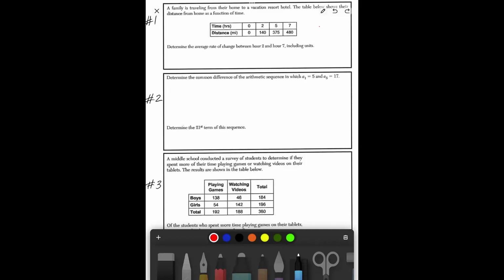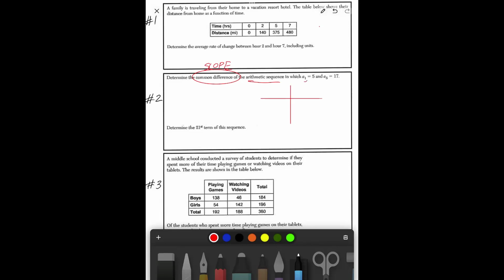It says, determine the common difference of the arithmetic sequence in which A1 equals 5 and A5 equals 17. Basically, we've got a linear function that's an arithmetic sequence, and they want us to find the common difference. Another word for the common difference is just slope. So all we're doing is finding the slope, just like in the previous problem, except now the notation is a little different.